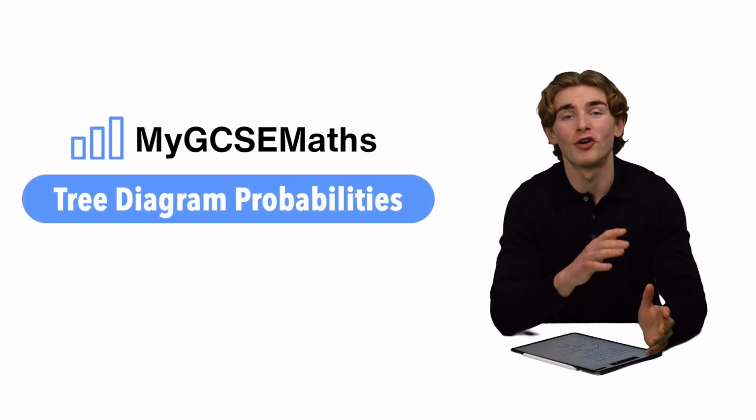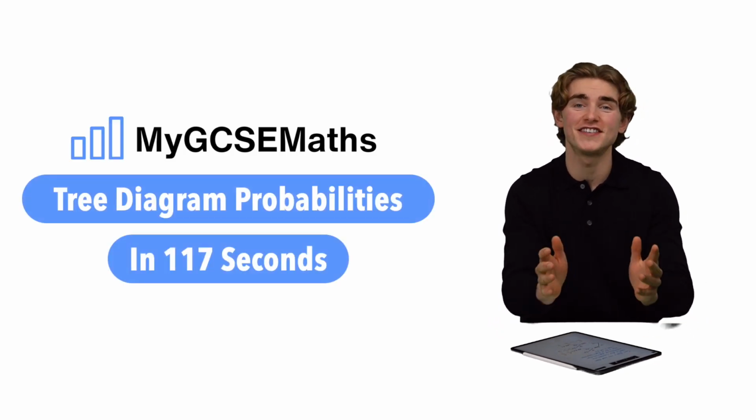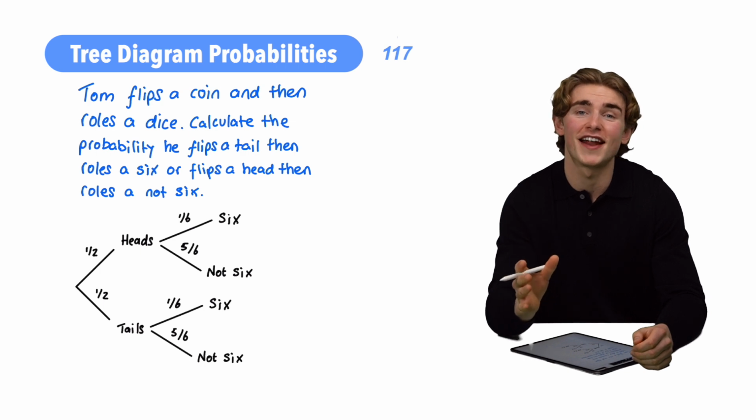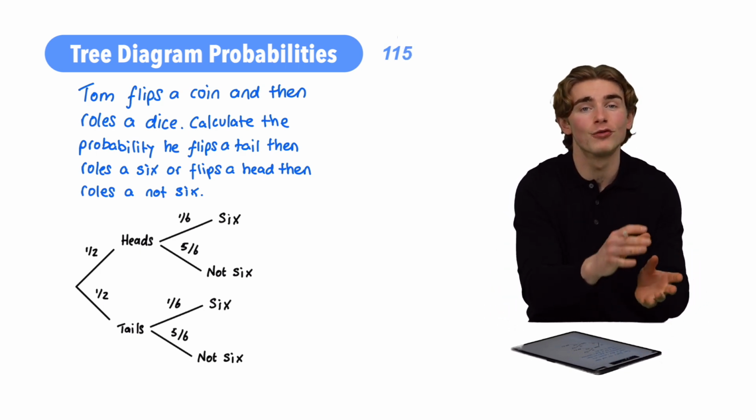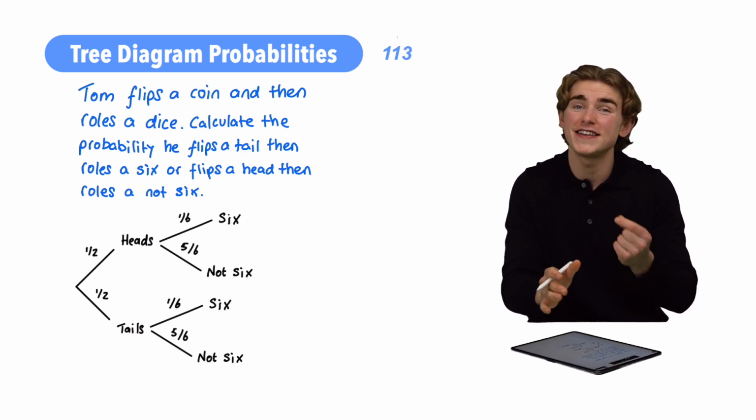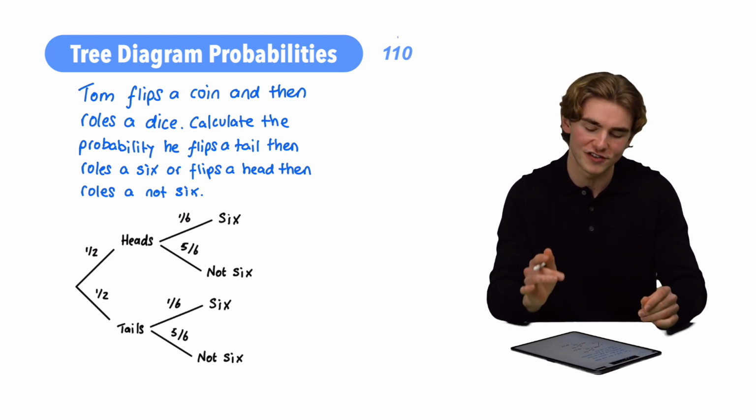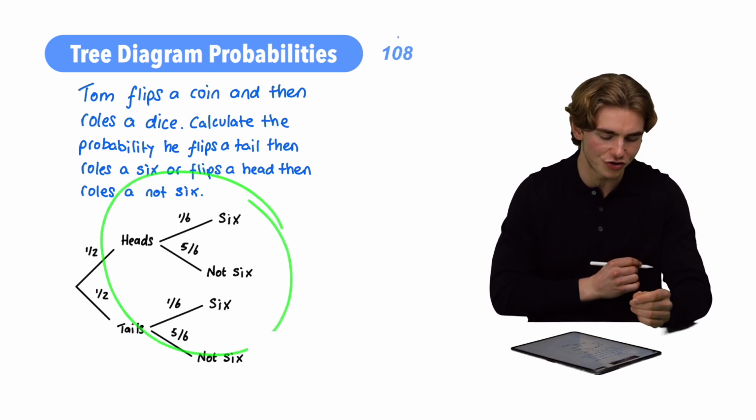Calculating probabilities from tree diagrams in 117 seconds. Let's go. Questions like this, which involve combining the and/or rules with tree diagrams, are pretty difficult and they do come up a lot. So let's have a look at this one and try to understand it.